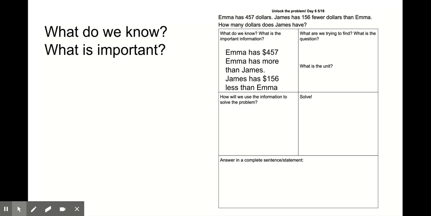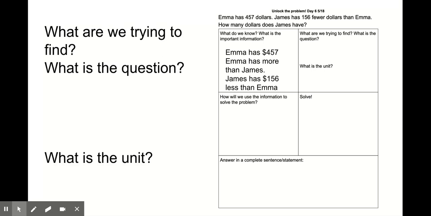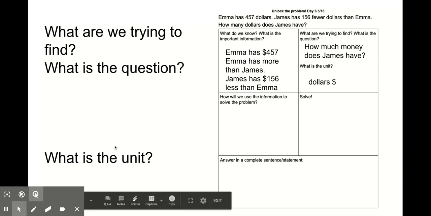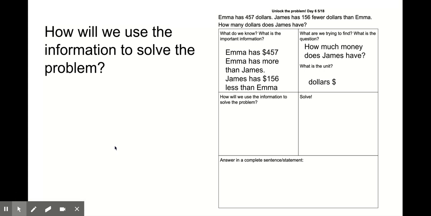What are we trying to find? What is the question? We're trying to figure out, how much money does James have, or how many dollars does James have? And what is the unit? The unit is dollars. So now that we have what we're trying to find, what is the unit, we need to think about how we will use this information to solve the problem.